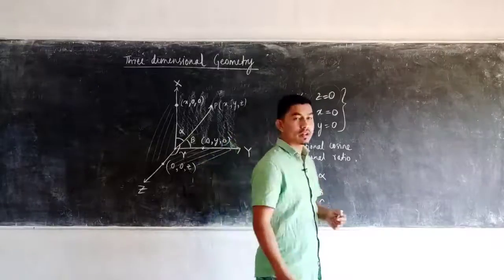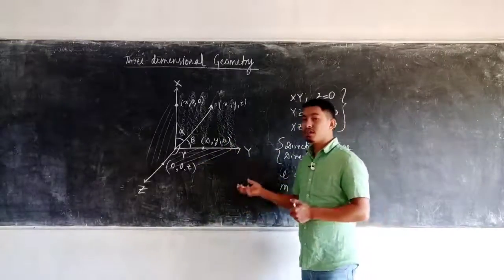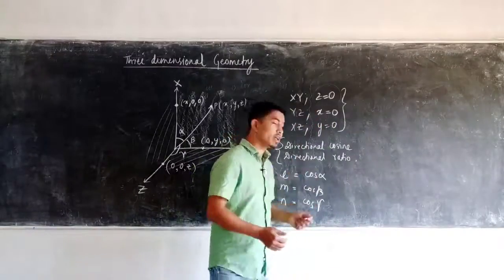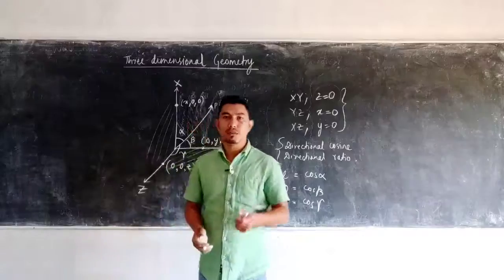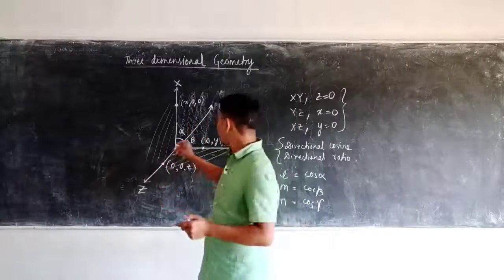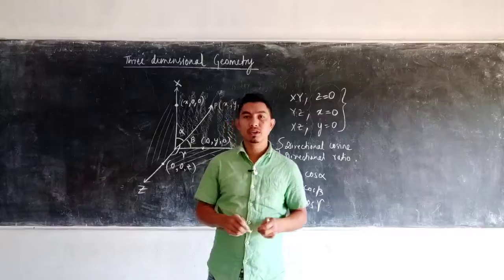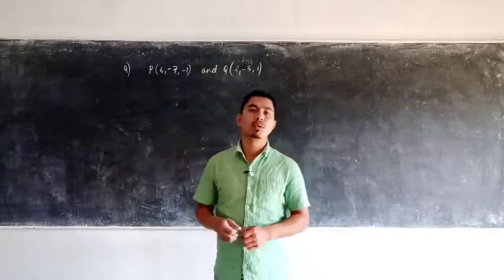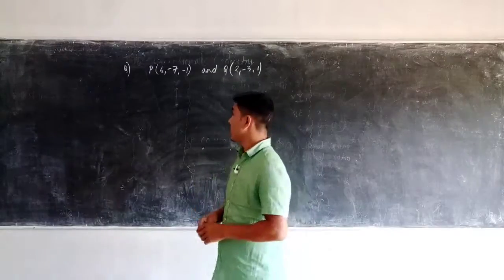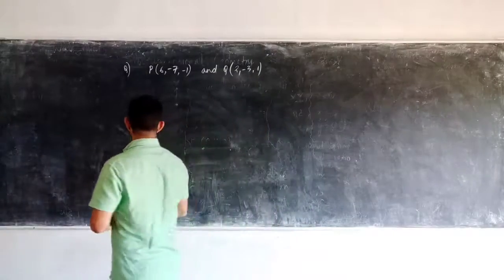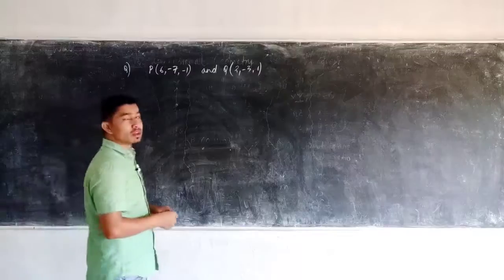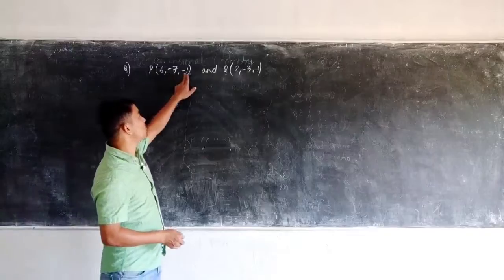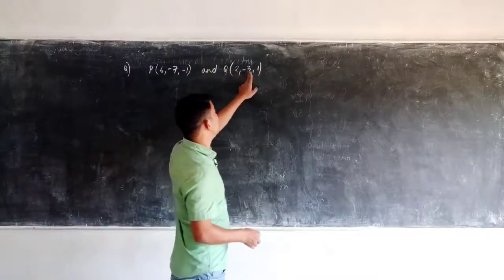Using a few examples, we'll try to find the directional cosine and directional ratio of a line segment which is described by two points. So we'll solve one such question. Here on the board, I have written one question in short form: find the directional ratio and the directional cosine of the line joining the two points P(6, -7, -1) and Q(2, -3, 1).